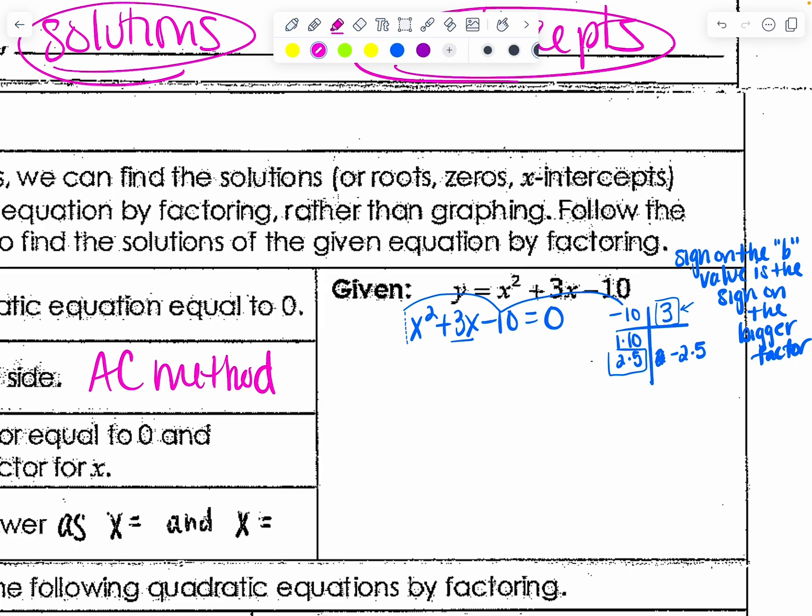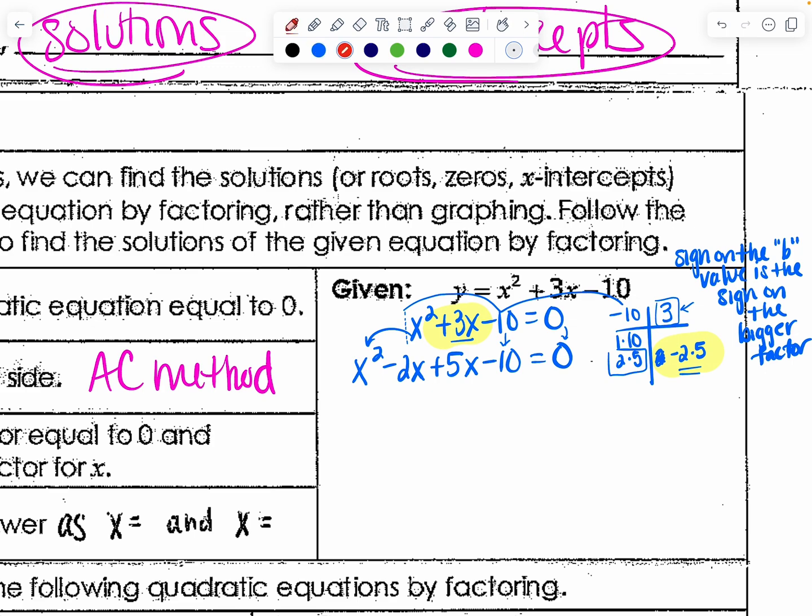So now what I'm going to do is take this plus 3x out and put in these two terms, putting x with each of them. So it's going to look like this. I have x squared minus 2x plus 5x minus 10 equals 0. First term came straight down. I replaced 3x with my two factors, and then I brought down my negative 10 and brought down my 0. From here, you either can do your factor by grouping or box method.